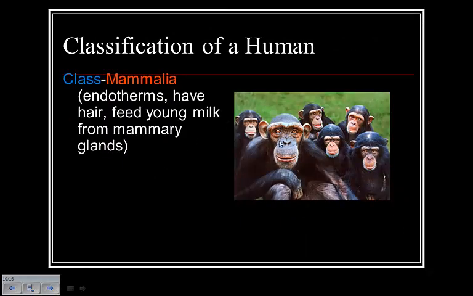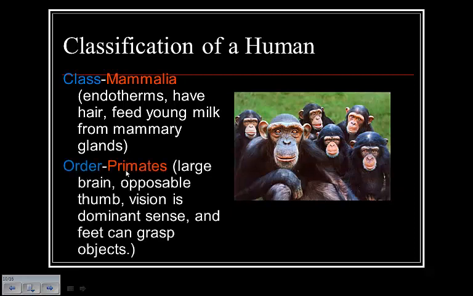Okay, and to continue on: kingdom, phylum, class. The class is Mammalia, which means that they feed their young milk from mammary glands. So kingdom, phylum, class. What's next? Order. Order is primates. That means, by definition, they have a large brain, they have an opposable thumb, and I'll show you that in class, but your thumb goes opposite the rest of your fingers, so it makes us able to grasp things. Vision is our dominant sense, and our feet can grasp objects.